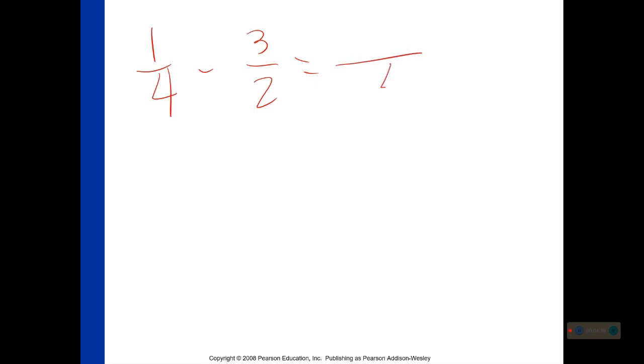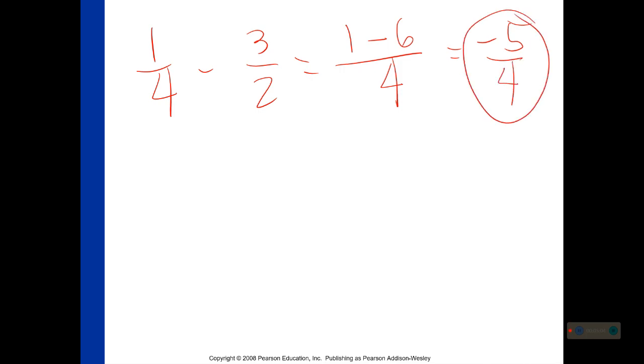So, the LCD is 4. 4 divided by 4 is 1 times 1 is 1. 4 divided by 2 is 2 times 3 is 6. So we have here minus. So 1 minus 6 is negative 5. So over 4. So this is it. Okay? I hope you have no question.